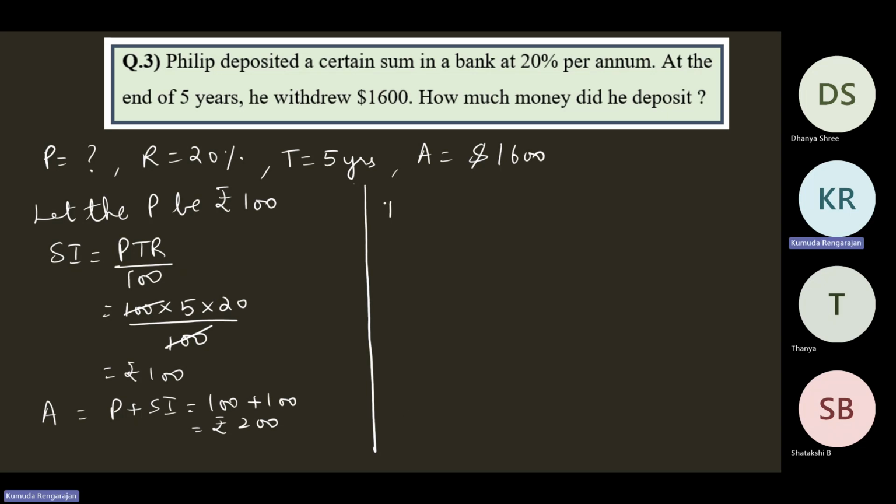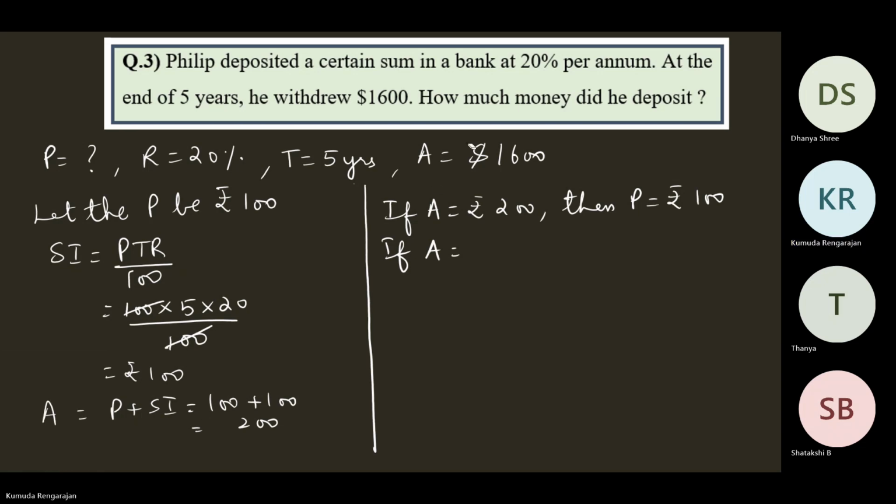Now, if amount is 200, then principal is 100. Here it is dollar, right? If amount is $200, then the principal is $100. So if the amount is $1,600, then what is the principal?